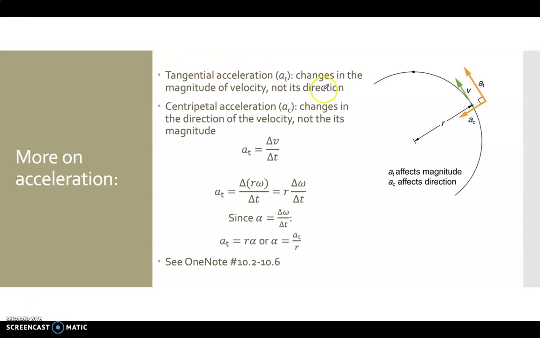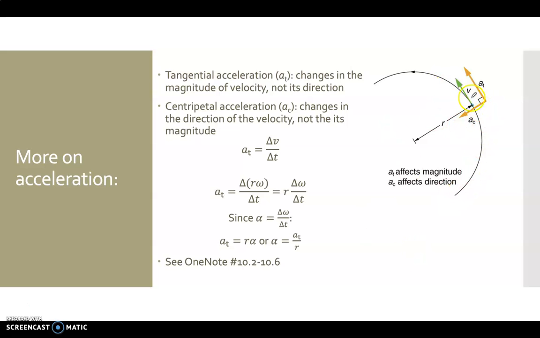So tangential acceleration is going to be the change in the magnitude of velocity and not its direction. So its direction is going to stay the same, but the magnitude will change, okay? And then centripetal acceleration is a change in the direction of the velocity, but not a change in its magnitude, okay? So here is a pictorial representation of what I'm saying, okay?